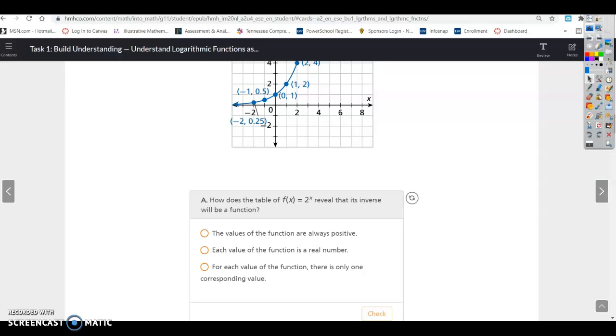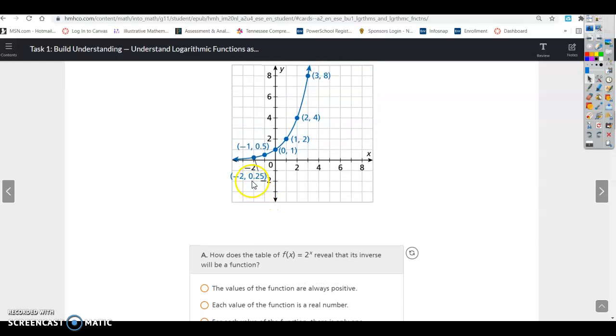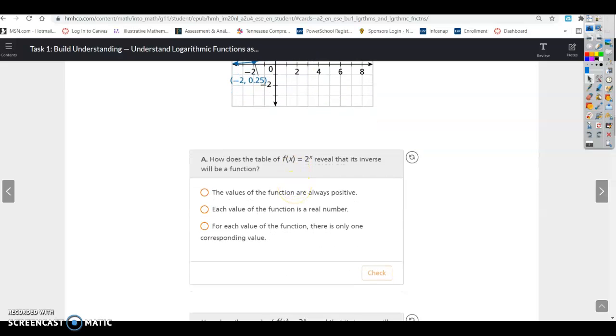So it says, how does the table reveal that its inverse will be a function? Oh, well, you can look at the table to tell that all the x values are unique and all the y values are unique. And the inverse means the outputs would become the inputs. So that's what it's talking about here.